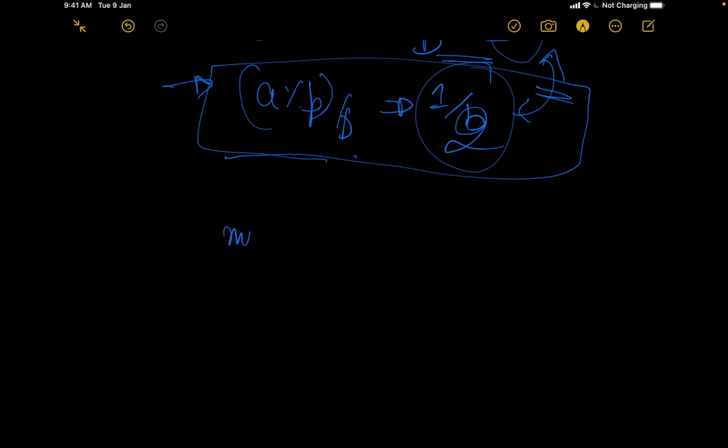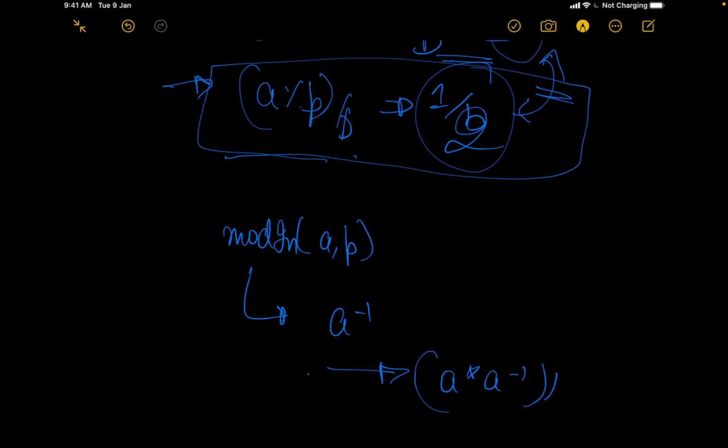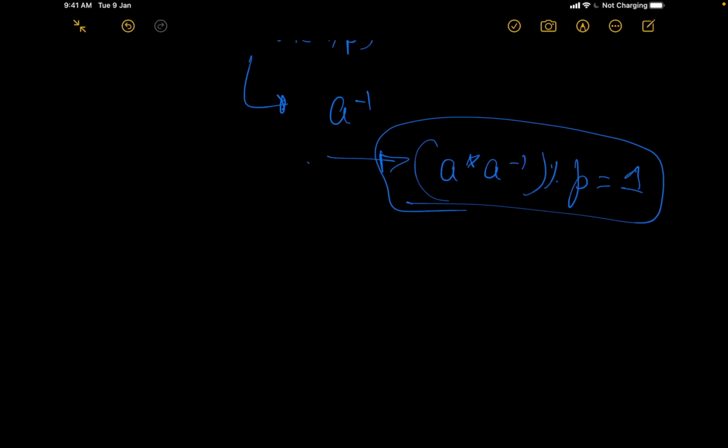So modulo inverse of a mod p is basically a inverse, and a inverse is a term which when multiplied by a modulo p would give us 1. So this is a very basic definition. Now how do we calculate modulo inverse?